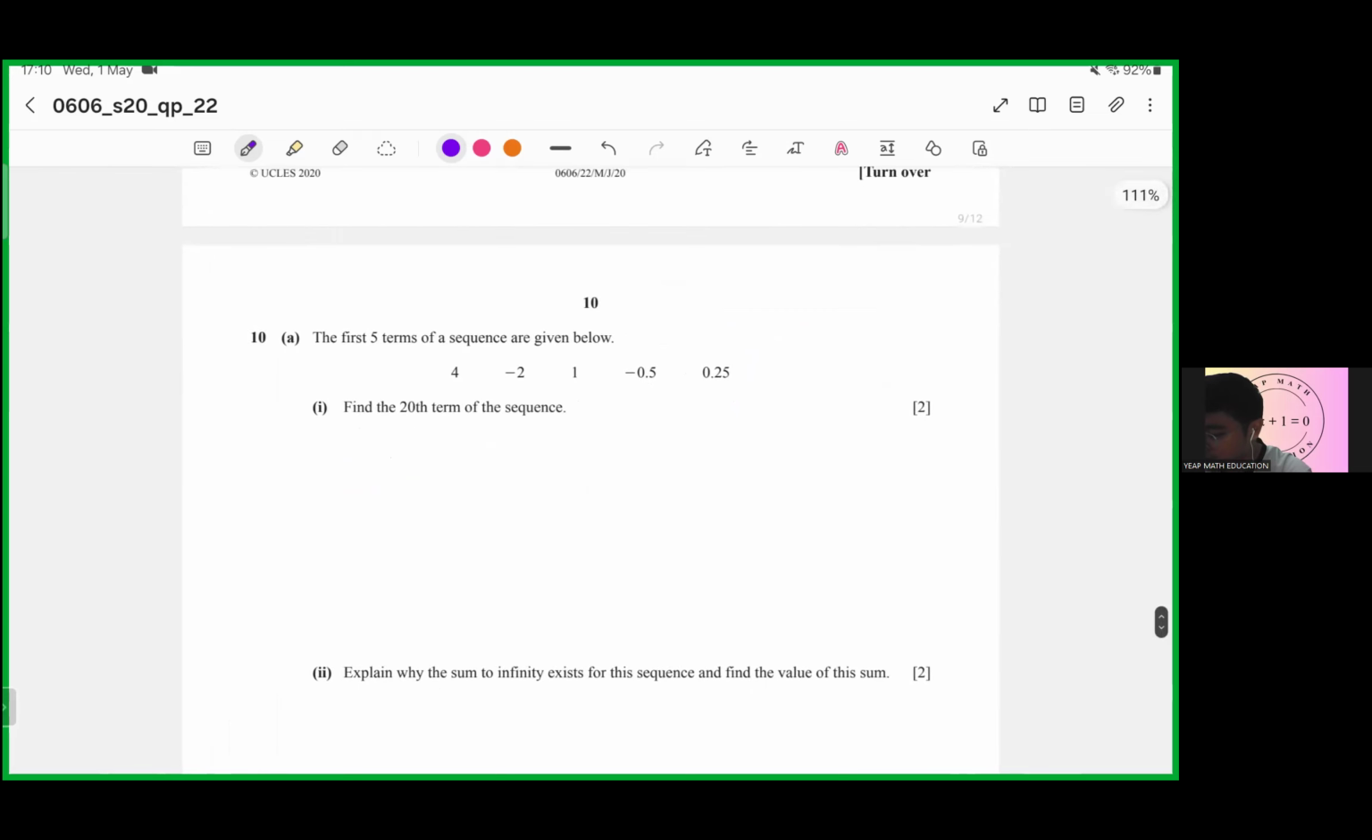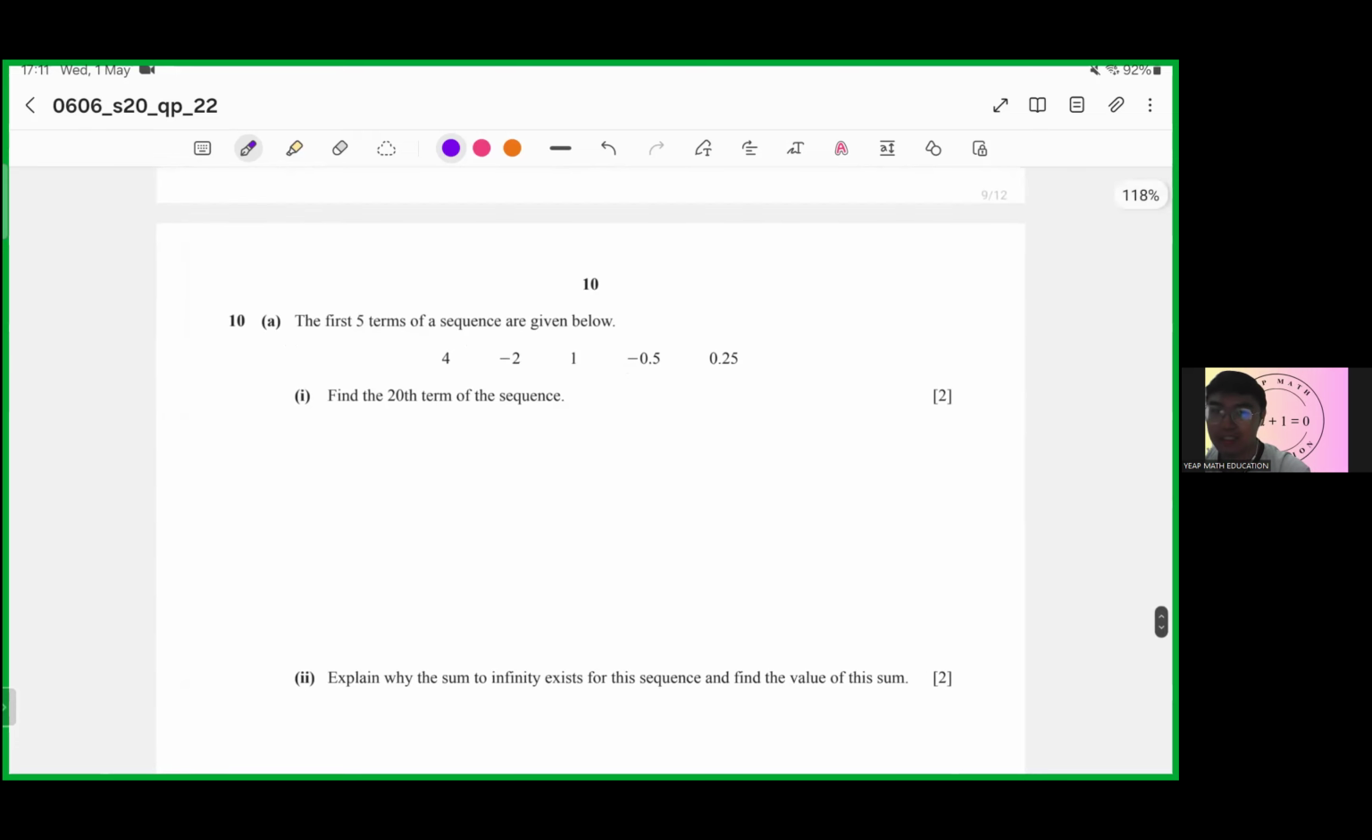Now we can see the first is a positive term, after that the next term is negative, then positive, and negative, and then positive. Actually, it's not an arithmetic sequence. It looks like a geometric sequence. So we can take a equals 4, r equals -2 over 4, so it is -1 over 2.